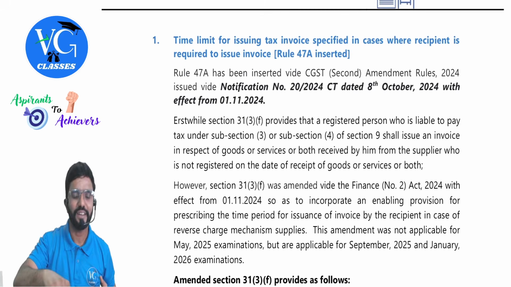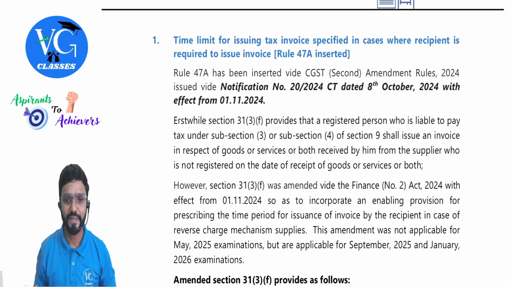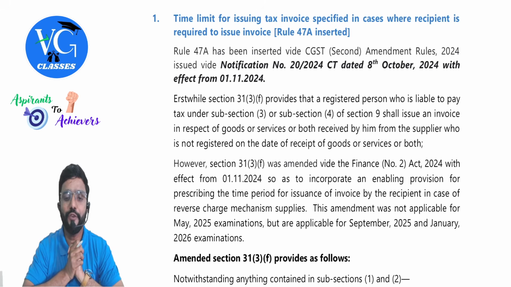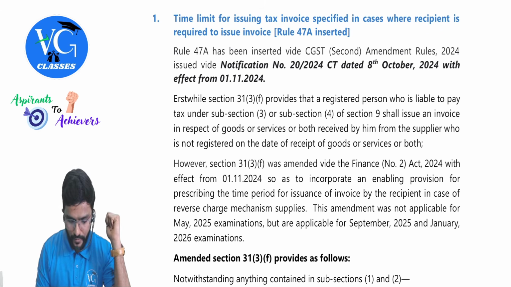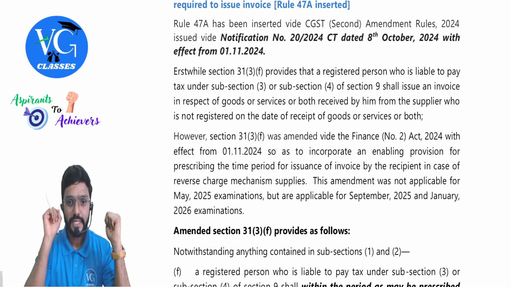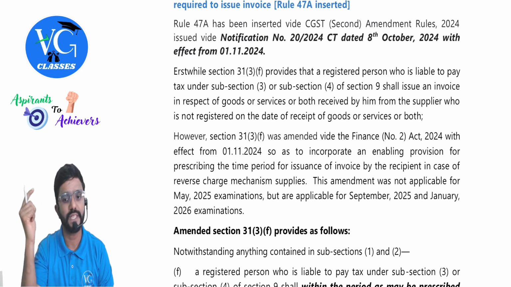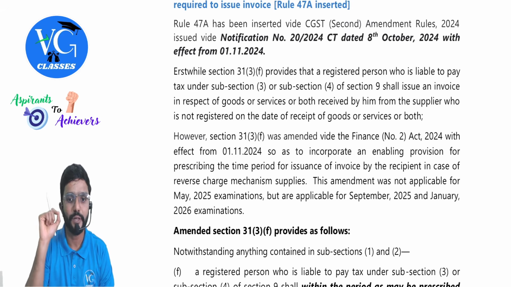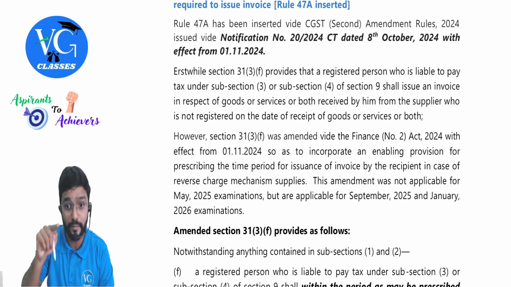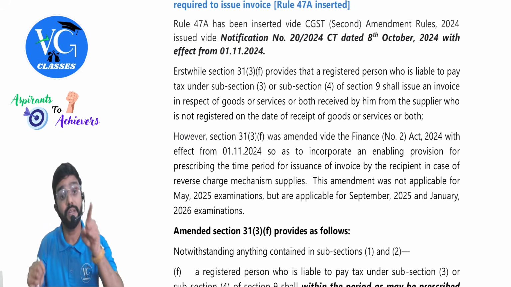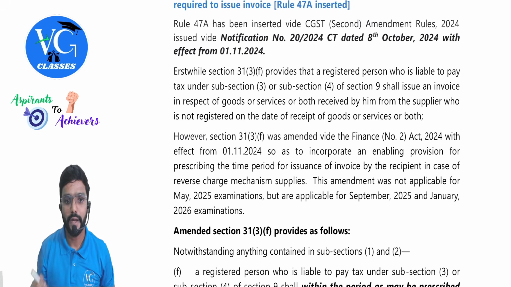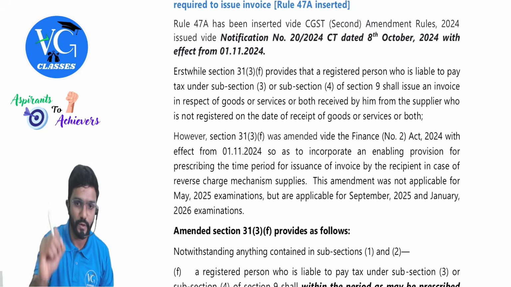Okay, keep it simple. But at least for better understanding, let me just go through it. Time limit for issuing tax invoice specified in cases where recipient is required to issue invoice. Rule 47A inserted. What is it? Section 31 subsection 3F provides that a registered person who is liable to pay tax under subsection 3 or subsection 4 of section 9 shall issue an invoice in respect of goods or services or both received by him from the supplier who is not registered. That is only when supplier is not registered. Okay. On the date of receipt of goods or services or both.